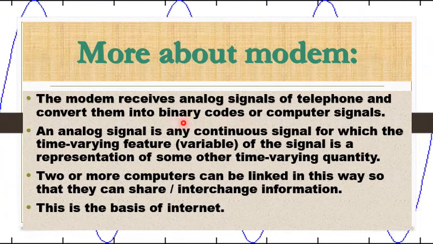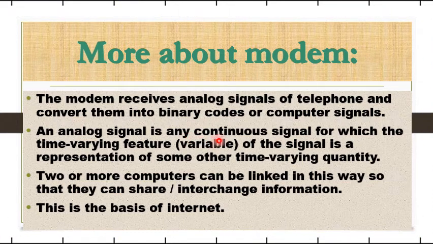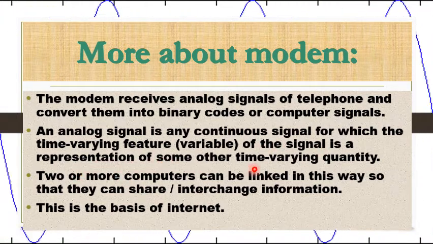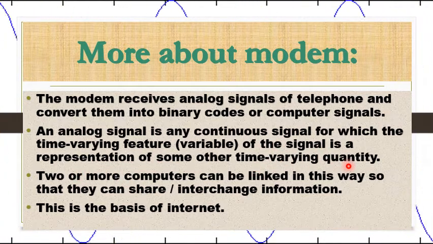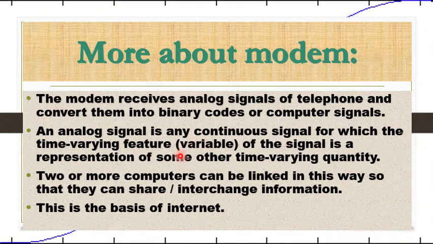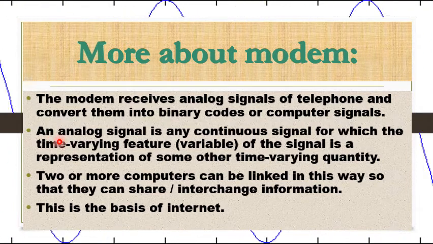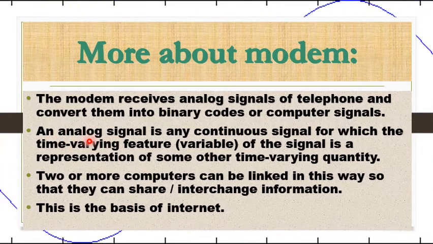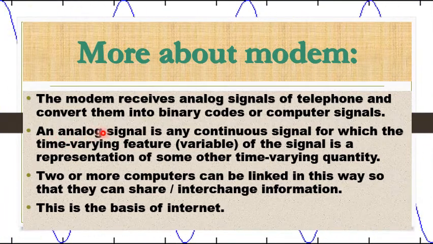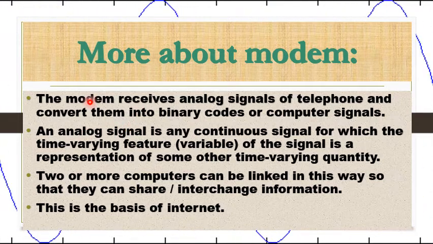An analog signal is any continuous signal for which the time-varying feature variable of a signal is a representation of some other time-varying quantity. This paragraph might be confusing you. Just see that an analog signal can be any signal, okay, that is caught by our modem.